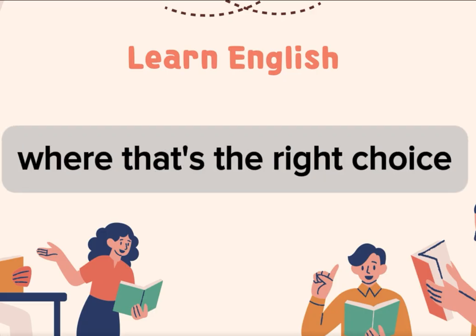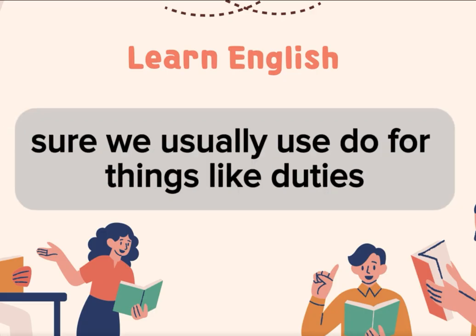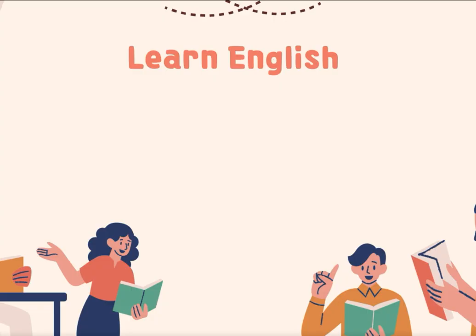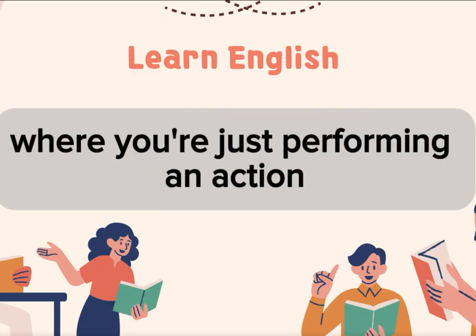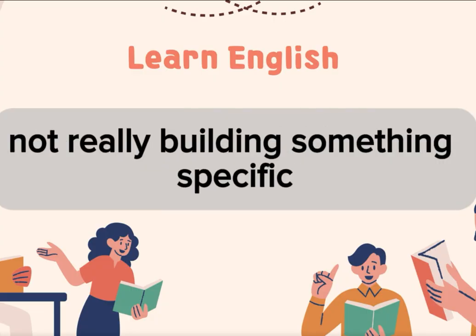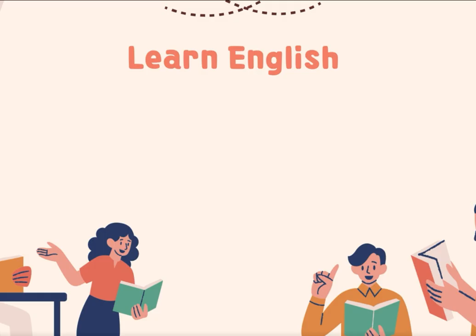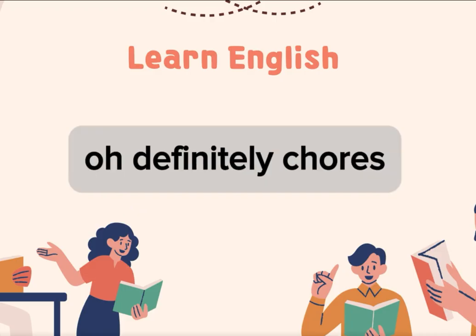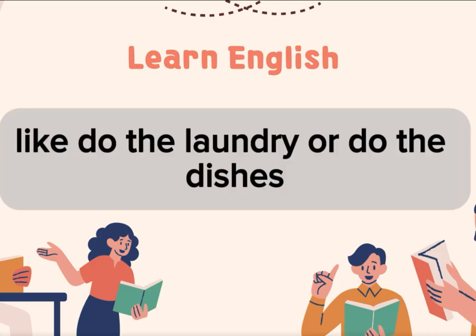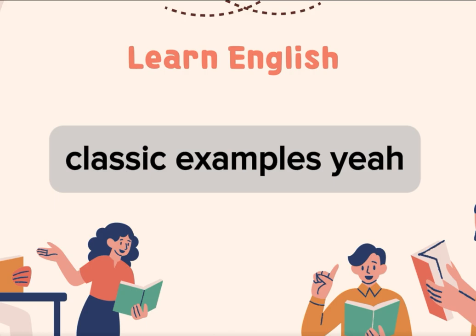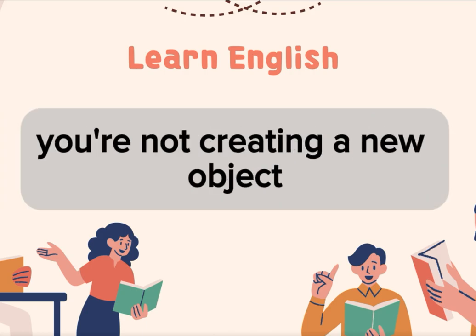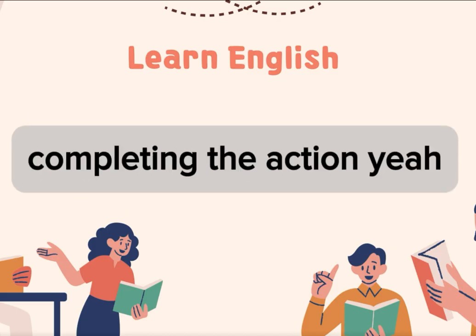Okay, so if do is all about the effort, the task, the activity, let's explore some common situations where that's the right choice. We usually use do for things like duties, responsibilities, general activities where you're just performing an action, not really building something specific. What's a typical do thing that comes to mind for you? Oh, definitely chores. Like do the laundry or do the dishes. Classic examples. They're ongoing tasks, things you just perform. You're not creating a new object. You're just completing the action.